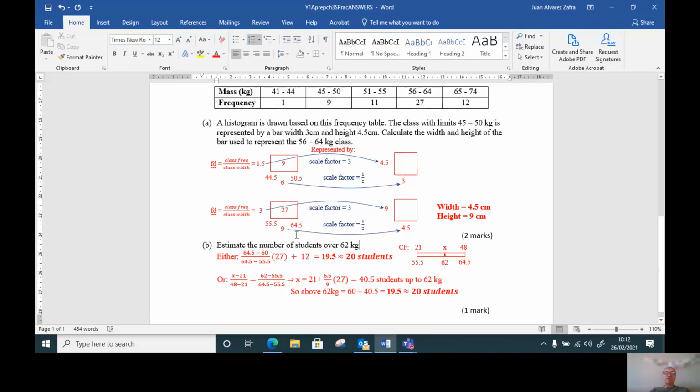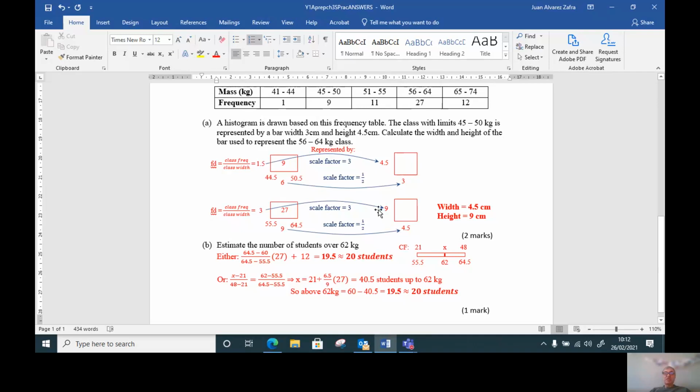If we now apply the scale factor of a half to the width, we get 9 times a half is 4.5. And so the width that we'd be representing to be consistent with what was done with the previous bar would be a width of 4.5 centimeters for the 56 to 64 class. And likewise, applying scale factor of 3 to a height of 3, we'd have a height of 9 centimeters.